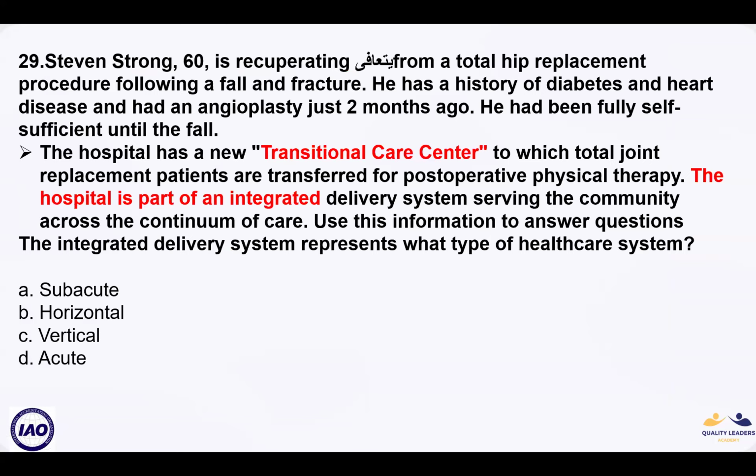Now here, this is a scenario-based question. Okay, you will come across these questions as well. Here, Steven Strong, who is 60 years old, is recuperating from a total hip replacement procedure following a fall and fracture. He has a history of diabetes and heart disease, and had an angioplasty just 2 months ago. He had been fully self-sufficient until the fall. Now, the hospital has a new transitional care center to which the joint replacement patients are transferred for post-operative physical therapy. The hospital is part of an integrated delivery system serving the community across the continuum of care.